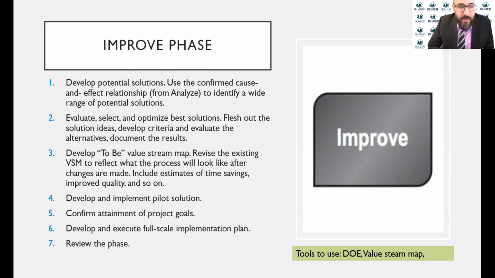So you need to develop the future value stream map, revise the existing value stream map to reflect what the process will look like after changes are made, include estimates of time savings, improved quality, and so on. Develop and implement pilot solution. Confirm attainment of project goals. Develop and execute full-scale implementation plan.